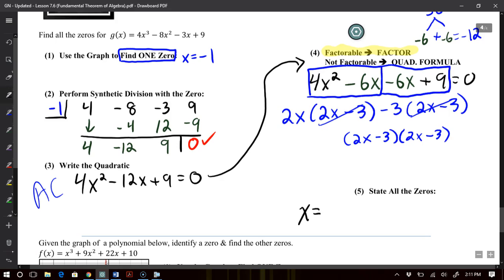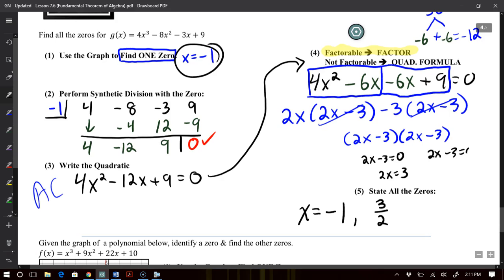Let's list out our solutions, our zeros. We found -1 from our calculator. That was easy. If 2x minus 3 equals 0, I would add 3, and then I would divide by 2. So that gives me 3 halves. Let's do the next one. 2x minus 3 equals 0. That's deja vu. That's the same as right here. I would get 3 halves again. That tells me this is a double root. It happened twice. 3 halves occurs twice, and -1.